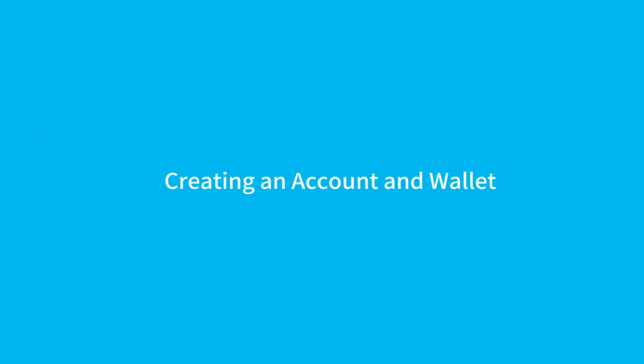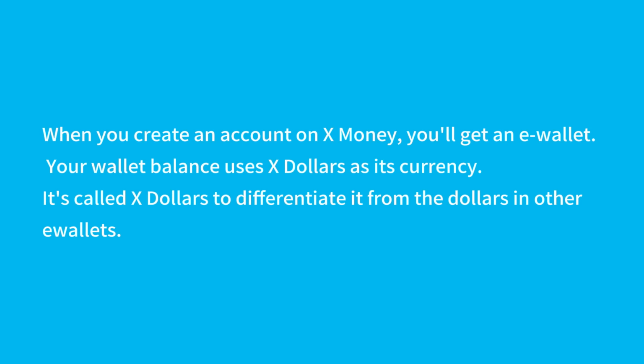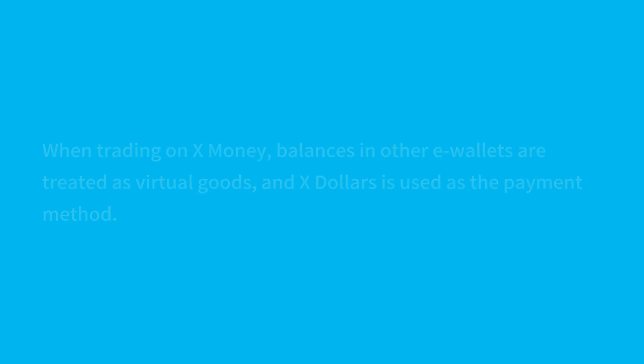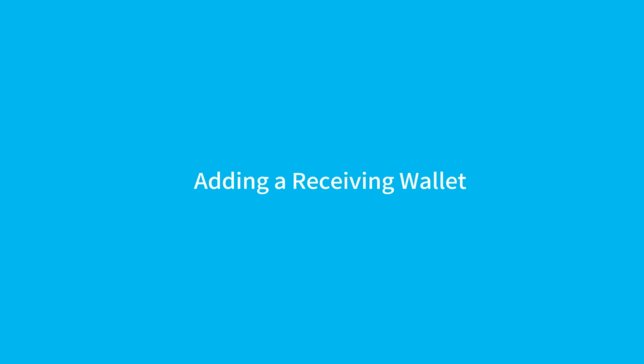Creating an account and wallet. When you create an account on X Money, you'll get an e-wallet. Your wallet balance uses X dollars as its currency. It's called X dollars to differentiate it from the dollars in other e-wallets. When trading on X Money, balances in other e-wallets are treated as virtual goods, and X dollars is used as the payment method.